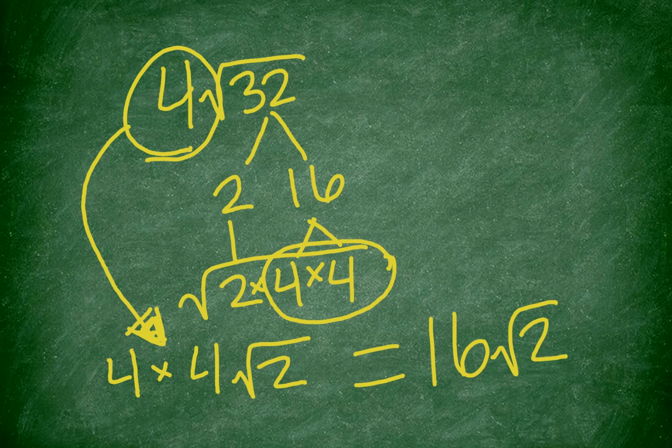I'm going to do one more. If you need to look at this again, pause it, because I'm about to clear it right now. Okay, so this time I'm going to put a 3 in the front, and we'll do 12. So it's 3 square root 12.